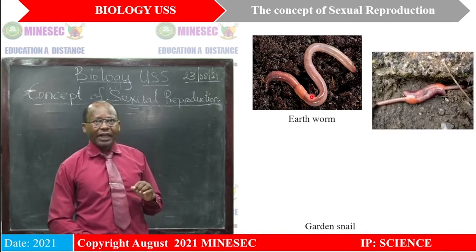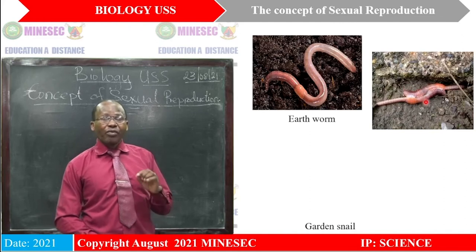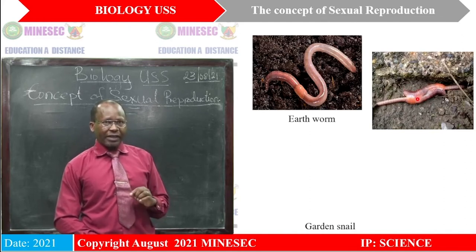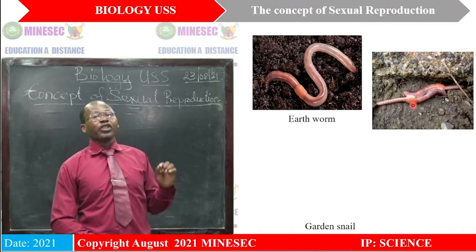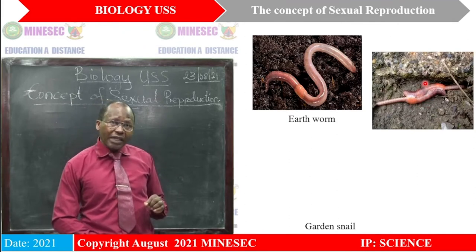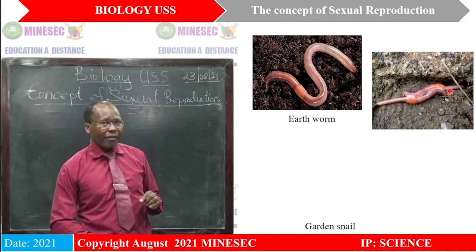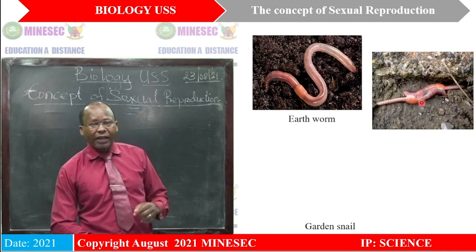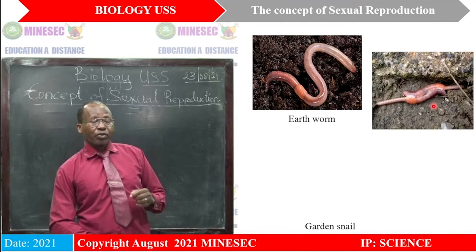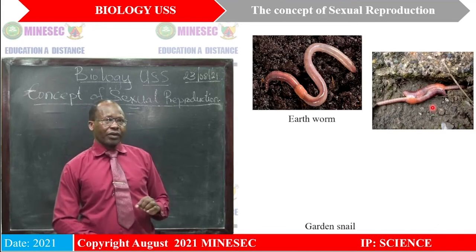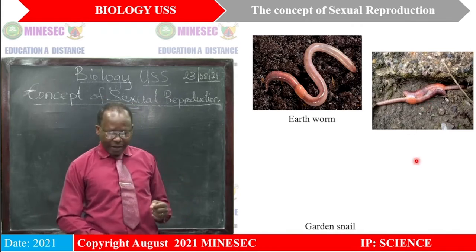What happens then is that during the breeding season, two earthworms will come together and they will join these reproductive openings. From one earthworm, it will send the sperm into the other earthworm and also receive the sperm at the same time from the other earthworm. Therefore, there is exchange of gametes. As earthworm A gives the sperm to B, B at the same time also gives its own sperm to A. So you see that there is no self-fertilization. This is crossing, but we call it exchange of gametes, since both share the gametes.